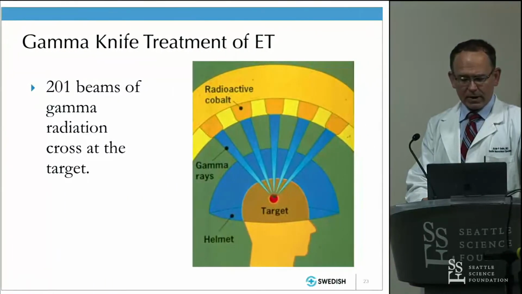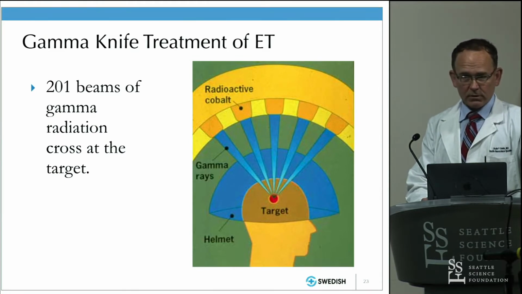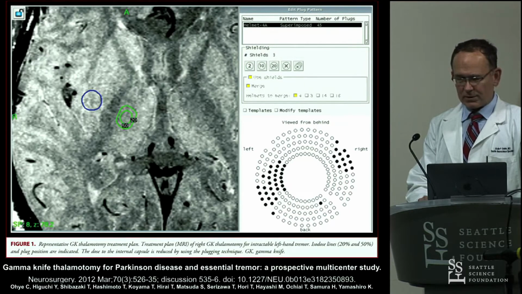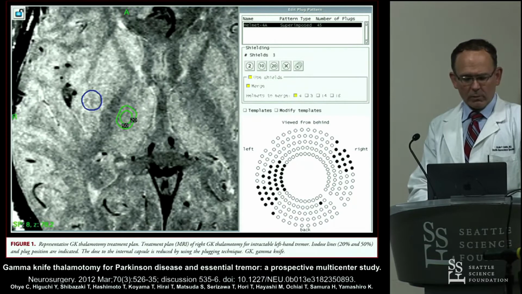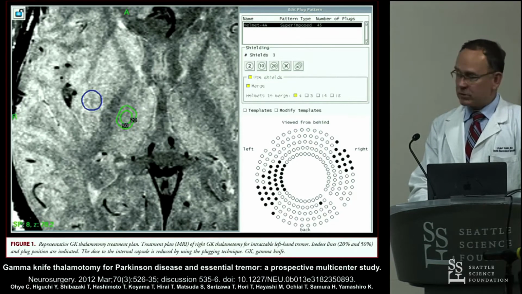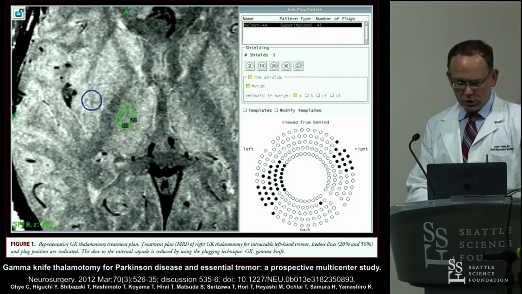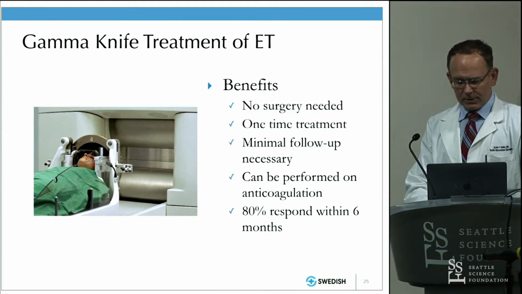Next, I'll talk about Gamma Knife. Gamma Knife was really invented to perform functional procedures, including thalamotomy, by Lars Leksell. It's 201 beams of cobalt source gamma rays that are focused on essentially about a 4 millimeter spherical diameter. And we point that at the VIM nucleus, which is the green circles that you can see here. There's a relatively sharp drop off, but there can be effects that spread.